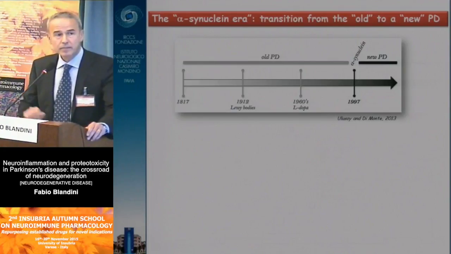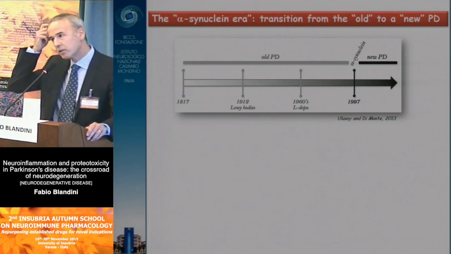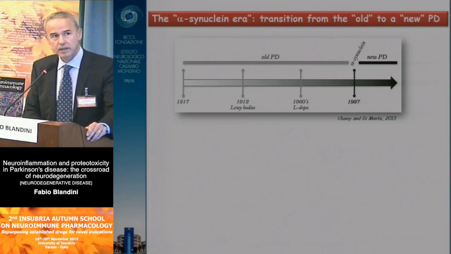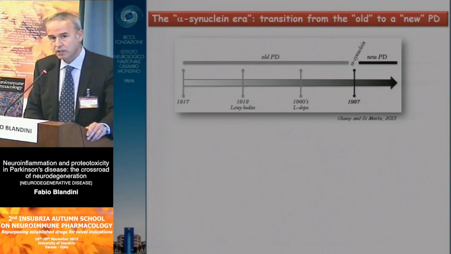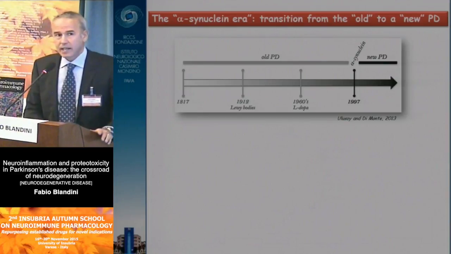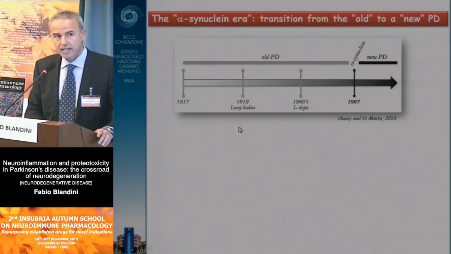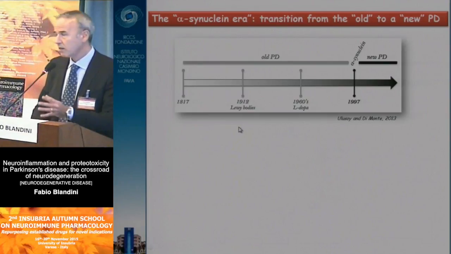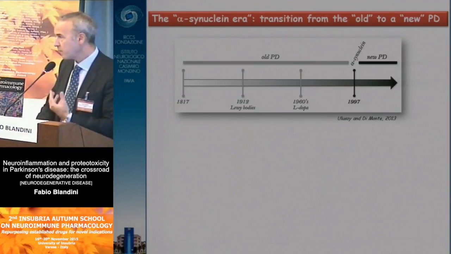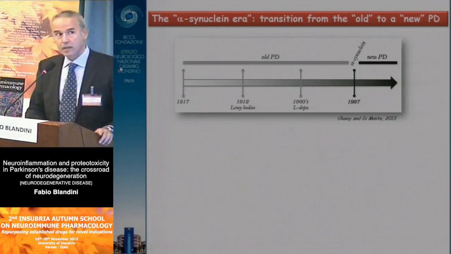So this is a review by a group led by Dino Di Monte. He works in Bonn. He's one of the most important researchers in the field of synuclein aggregation and spreading. And I like to show this slide and the following one because it gives you the idea of how our understanding of Parkinson's disease has changed when synuclein entered the stage.